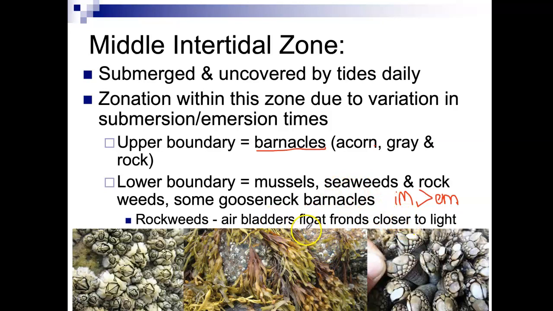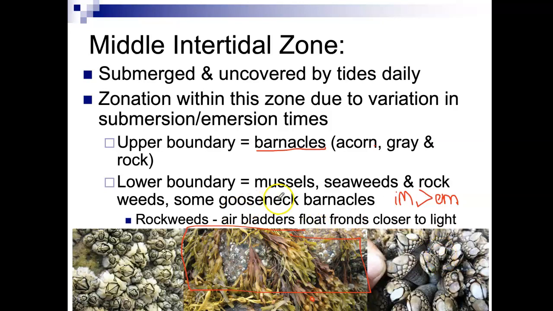So rockweed is a type of seaweed that you'll see right here, and I put this on here so you could get a good look at what it looks like. And rockweed does really well in the lower mid-intertidal zone, and it has these little air bladders called pneumatocysts that help float the fronds a little closer to the light. So here you can see some of these little pneumatocysts or air bladders. Don't worry about the term pneumatocyst just yet, because we'll get to that when we get to algae in a little bit. But that helps to float that frond closer to the light, because again, it's an algae, it needs to do photosynthesis.